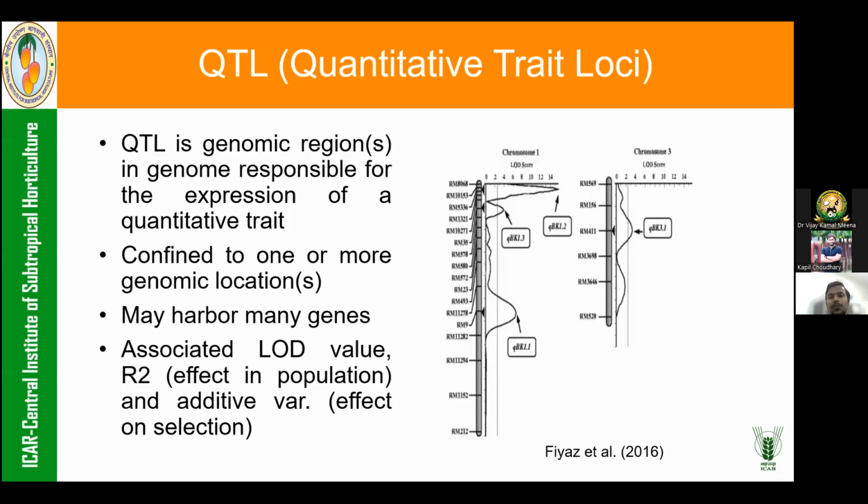Moreover, when you delineate those QTLs, you may find many genes lying within that region, and you have to pinpoint which gene within that QTL is causing the variation in the trait of interest. Whenever you go for QTL mapping studies, LOD values are considered, and R2, the R square value, says how much phenotypic variation is explained by that QTL. And additive variance means if that QTL has additive variance, it can respond to selection and can be utilized in the breeding program also.